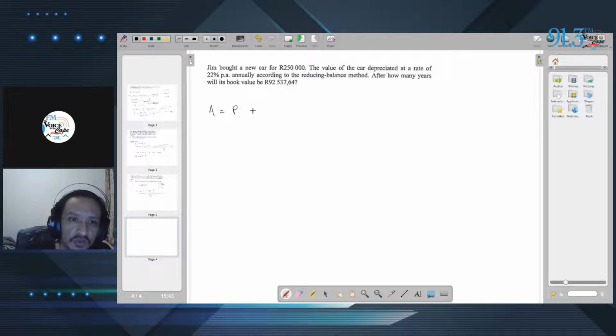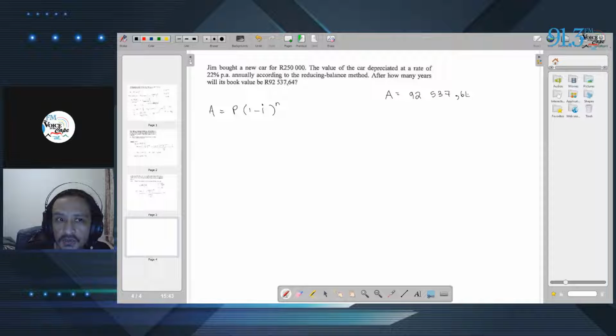A is equal to P(1 minus i)^n, because it's depreciating. Now, A is going to be the new book value, which is 92,537.64. P is going to be the price for which you bought the car, so the original valuation.